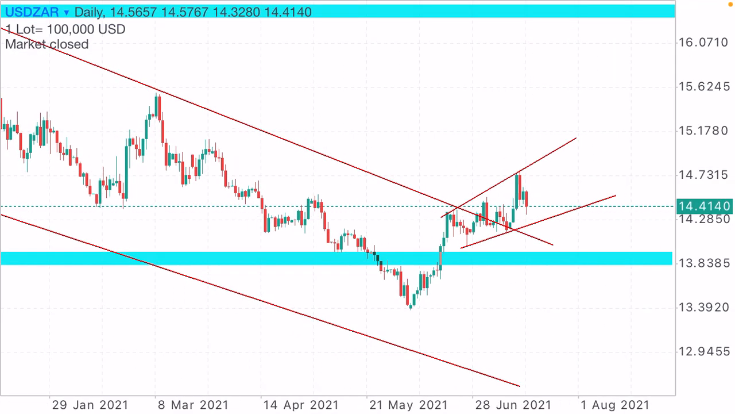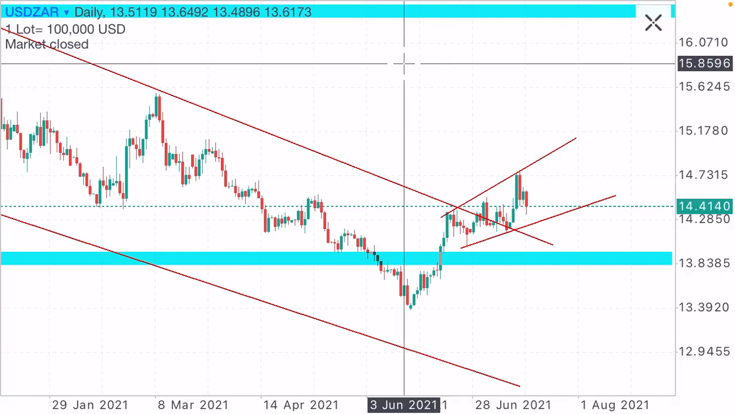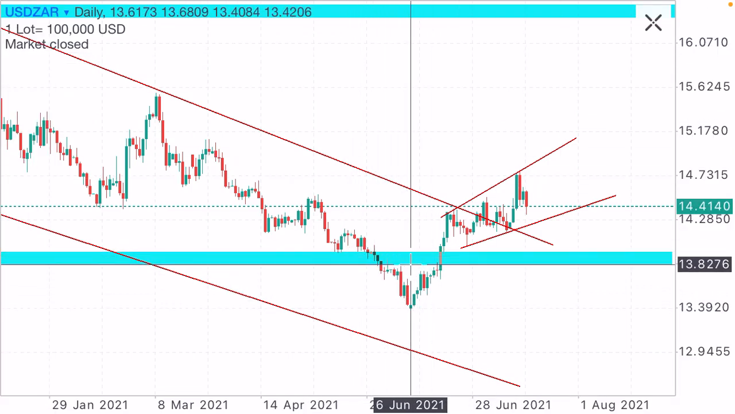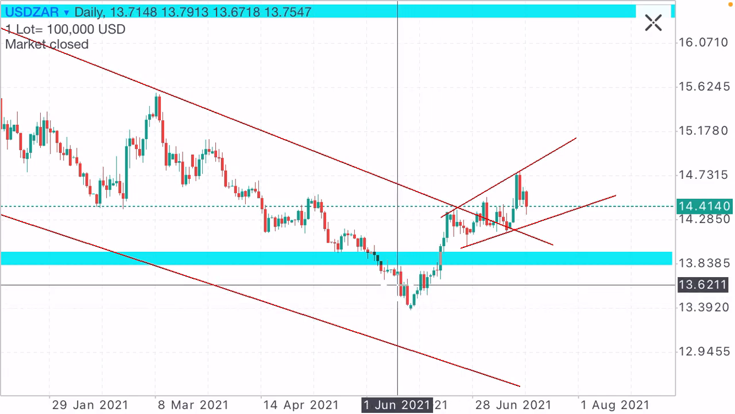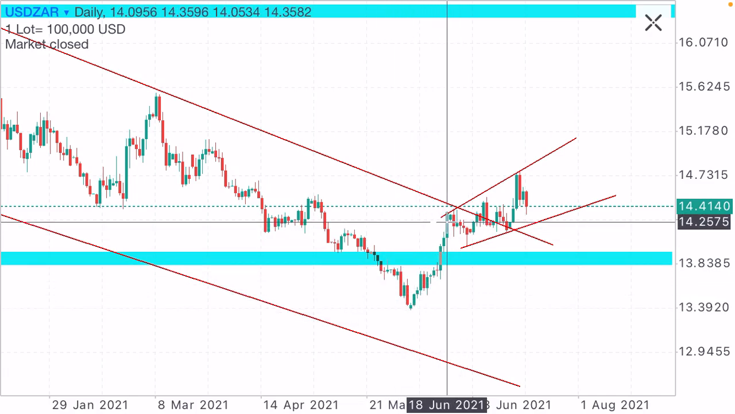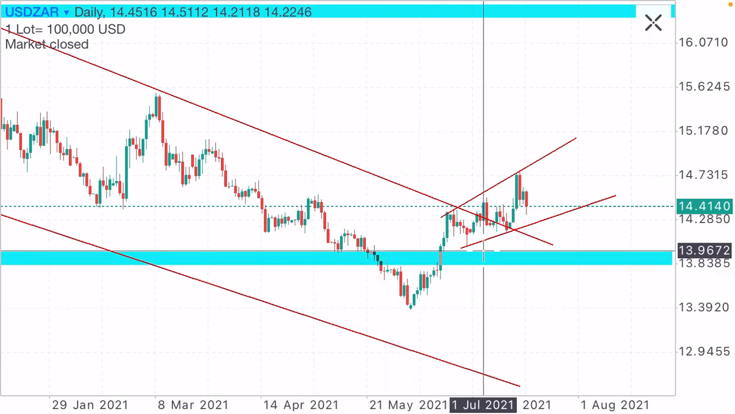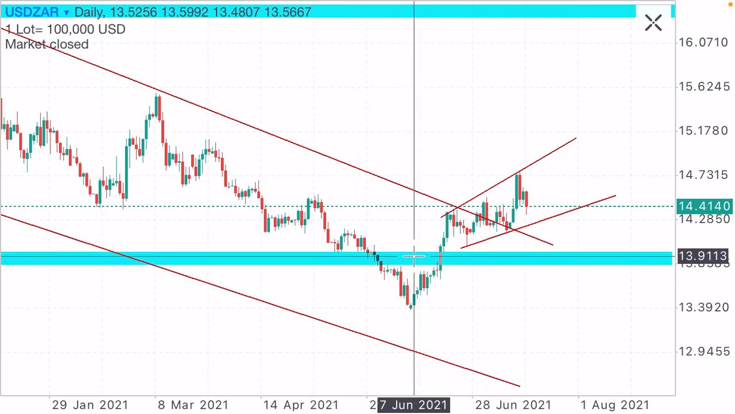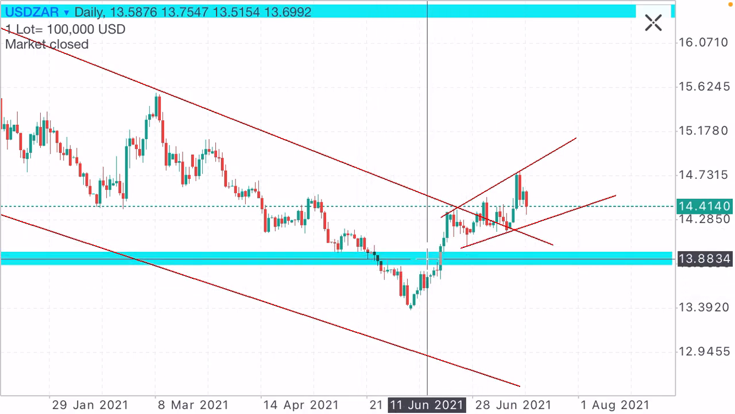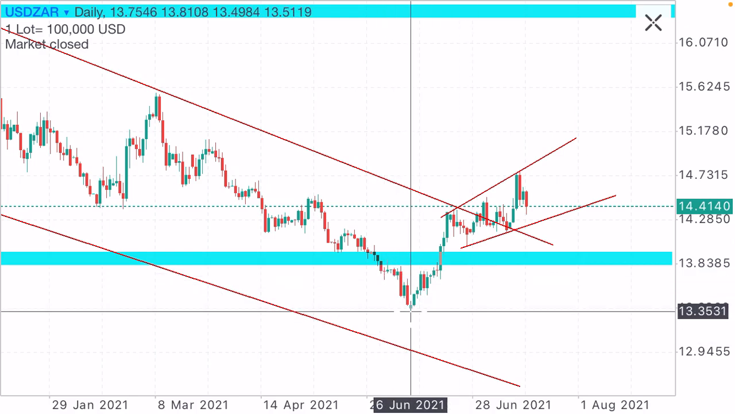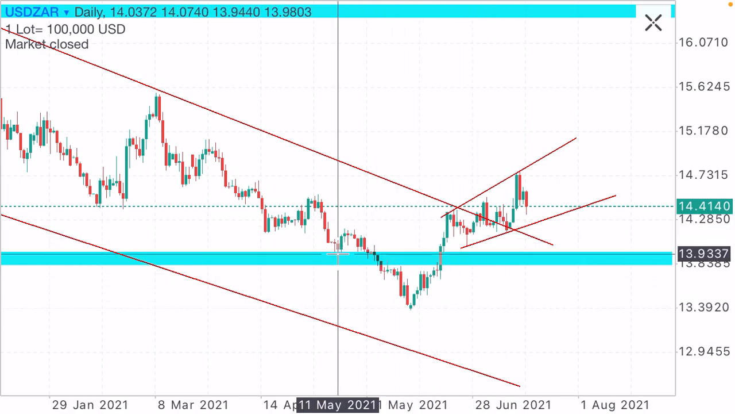So price is already, it broke under this zone, but again it was a fake out and it went back up into this zone. So to me and to us, this zone is still valid as a supply zone. Price failed to go further down, it went back up, so it's now above this zone.